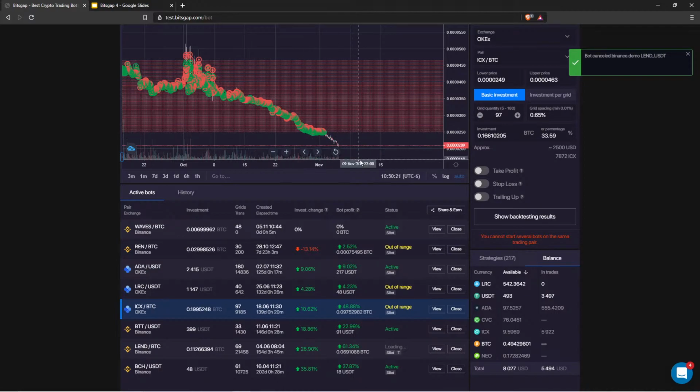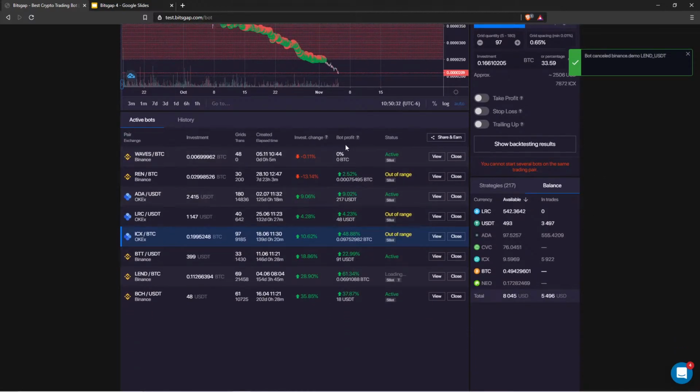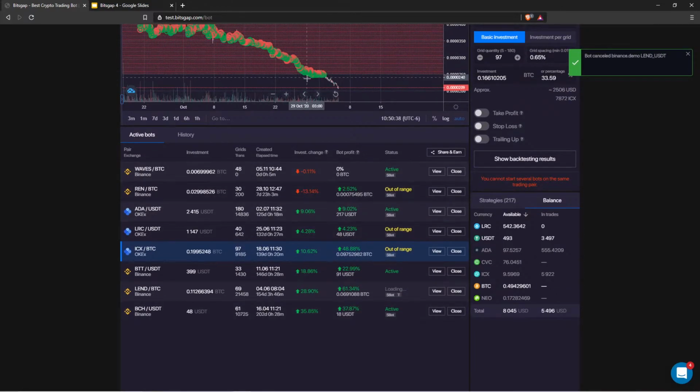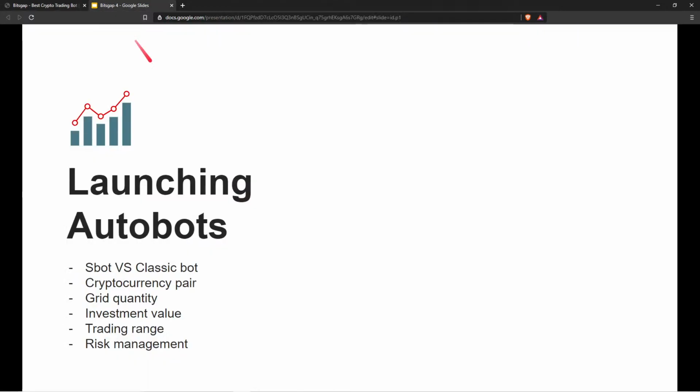And I will show you some cases exactly how it works, why automation significantly outperforms ordinary strategies like HODL strategies on the sideways and falling market. Just because the bot is constantly trading, it generates profits. So on the falling market, the profit generated by the bot will offset the negative value change of the base currency. So that's the idea.